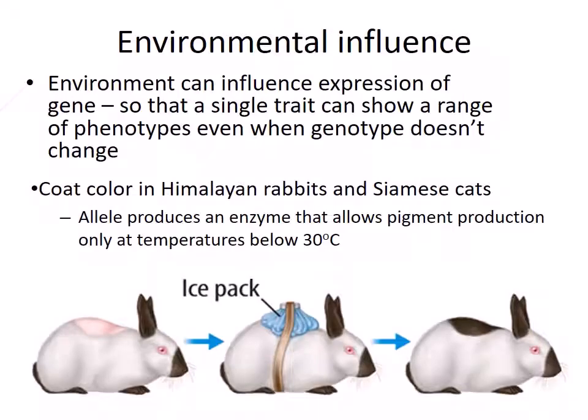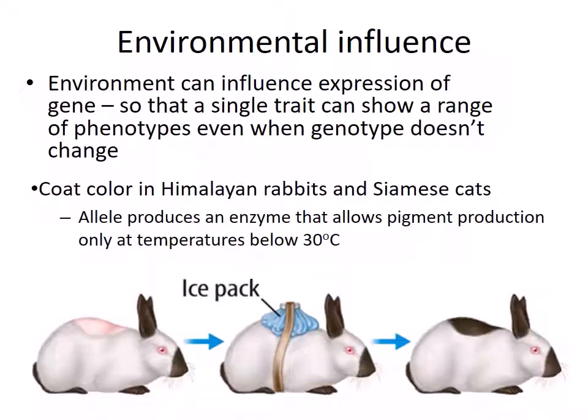So we keep talking about Mendelian patterns of inheritance and how the genotype determines the phenotype, but really the environment can also influence the expression of a gene. So the environment can influence the phenotype. I think it's easy to think about nutrition when you think about this, right? If you have not enough nutrients when you're growing, you could have stunted growth, or if you have too many nutrients, you can gain too much weight, that sort of thing.